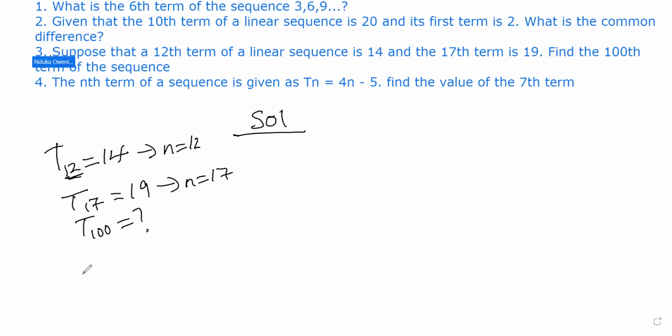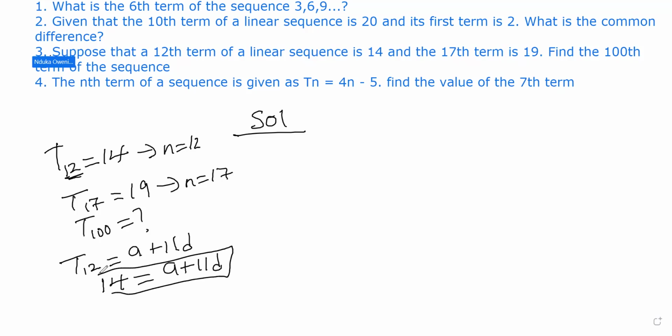We are looking for this guy. We know that T12 is A plus 11D. How did I get 11? 12 minus 1. But what did they tell us that T12 is? 14. So we have 14 is A plus 11D. Take this as our equation 1. We will need it. Then they also said that the 17th term, which is T17, is A plus 16D.